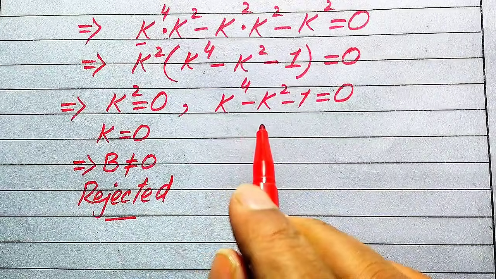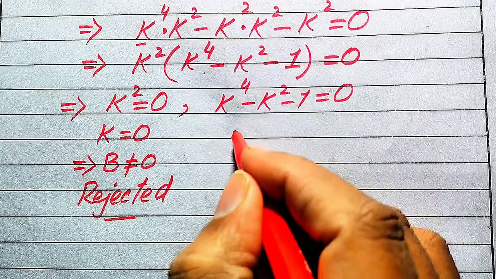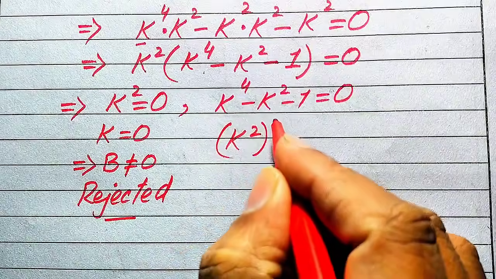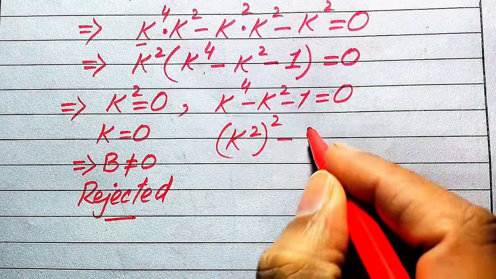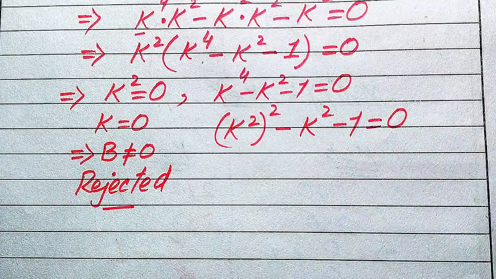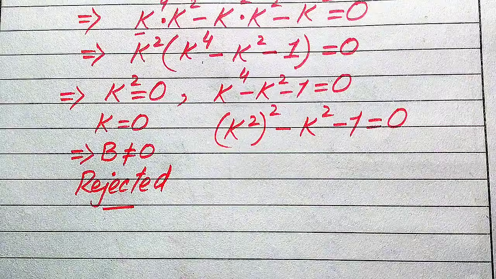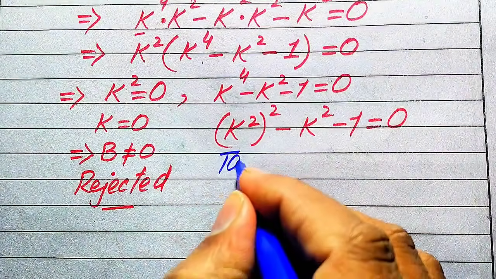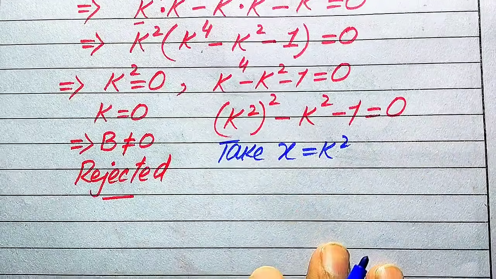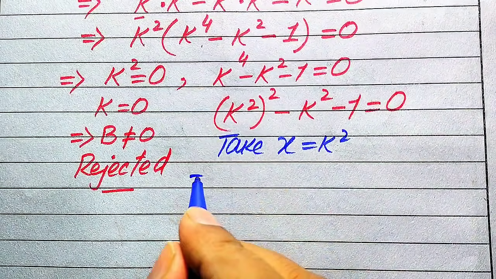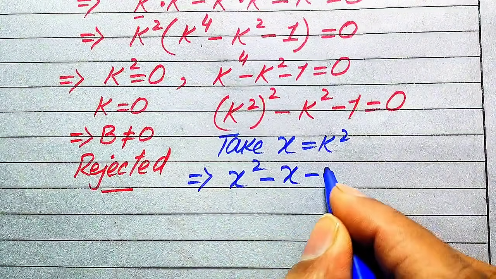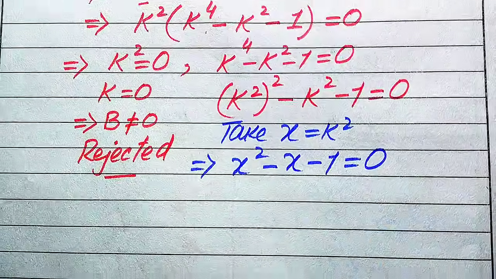And first we convert this equation into the quadratic form, and for this we rewrite this equation as k to the power of 4, and we write it as k square and its whole square, minus k square minus 1 is equal to 0. And further in the next step, we just take x equals k square. So when we put k square equals x, our above equation implies x square minus x minus 1 is equal to 0.